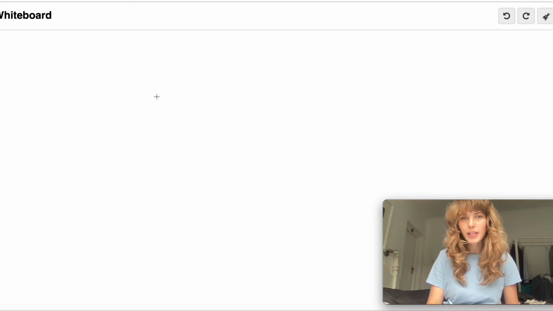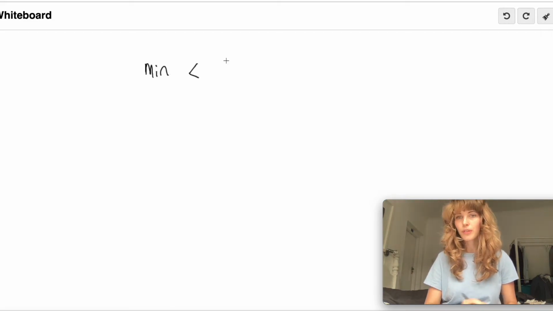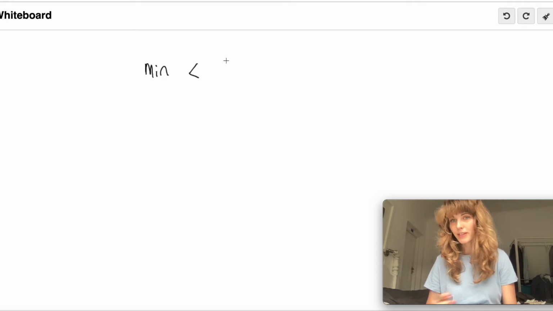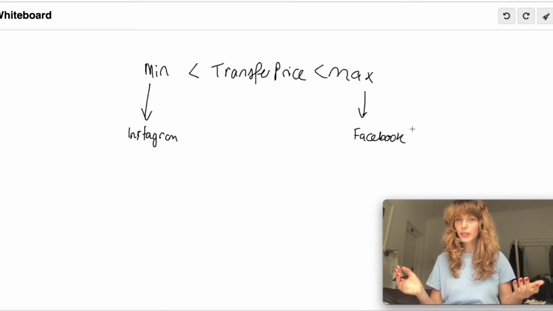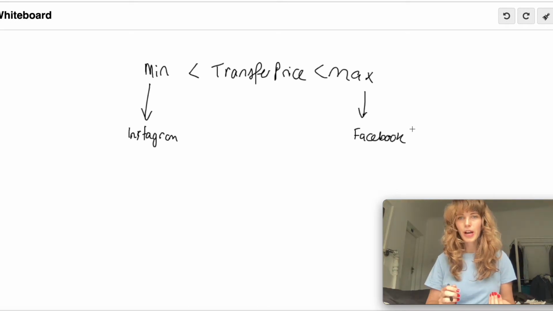In transfer pricing, we know that Instagram would have a minimum price that they're willing to sell for, while Facebook has a maximum price that they're willing to pay. So your transfer price is going to lie between two ranges usually. So let's look at the minimum price. Generally speaking, Instagram has three options. They can produce and transfer to Facebook, they can produce and sell to an external market, or they can just not produce it at all. And this will depend on how they're incentivized.